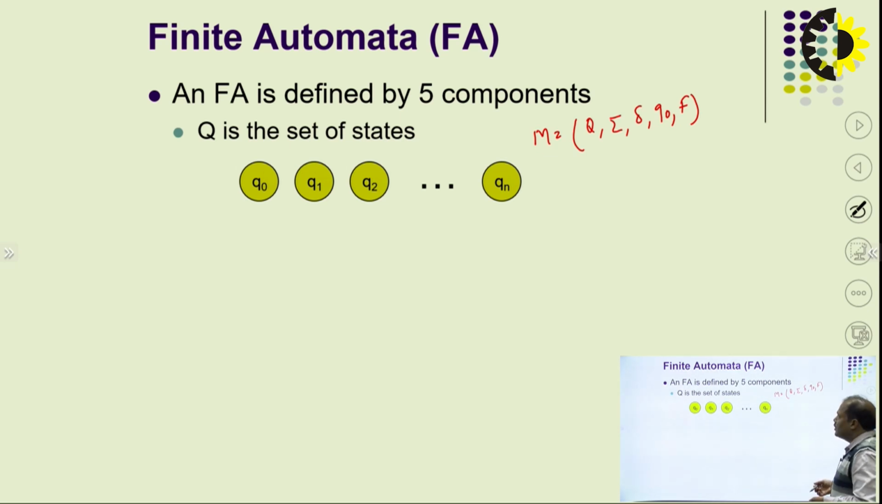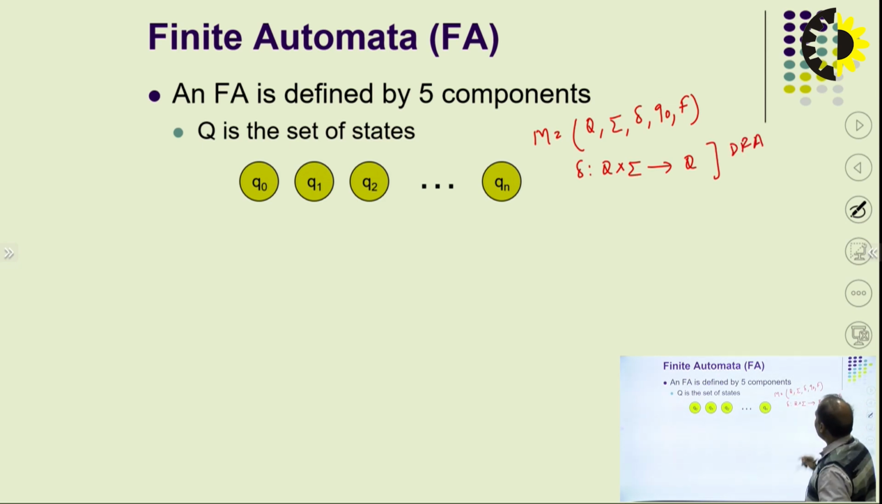Many final states may be there in a finite automata, and delta is basically a map from Q cross sigma to Q. Actually, this is the category of deterministic finite automata, right? So this delta takes a state and an input, and then goes to the other state, right? So this is the definition of the DFA.